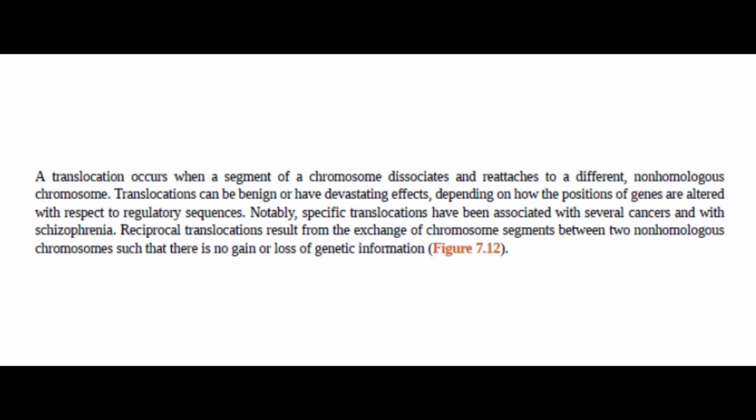A translocation occurs when a segment of a chromosome dissociates and reattaches to a different, non-homologous chromosome. Translocations can be benign or have devastating effects depending on how the positions of genes are altered with respect to regulatory sequences. Notably, specific translocations have been associated with several cancers and with schizophrenia. Reciprocal translocations result from the exchange of chromosome segments between two non-homologous chromosomes such that there is no gain or loss of genetic information.